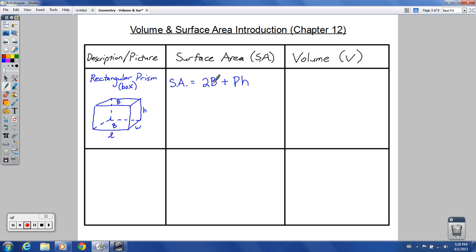All right, so B, this stands for, right here, do this in a different color for me. This is the area of the base. P stands for perimeter. And H, that stands for height. And all those things, H at least and B are labeled here. The perimeter is just going to be L plus W plus L plus W all the way around.